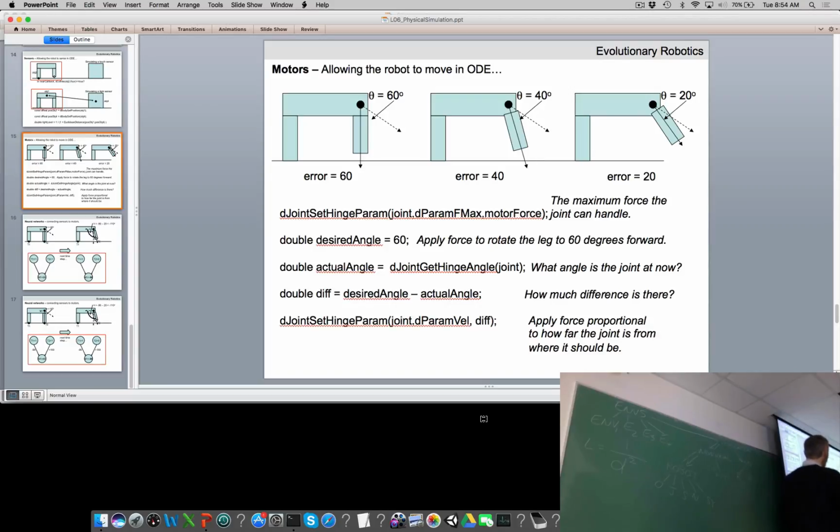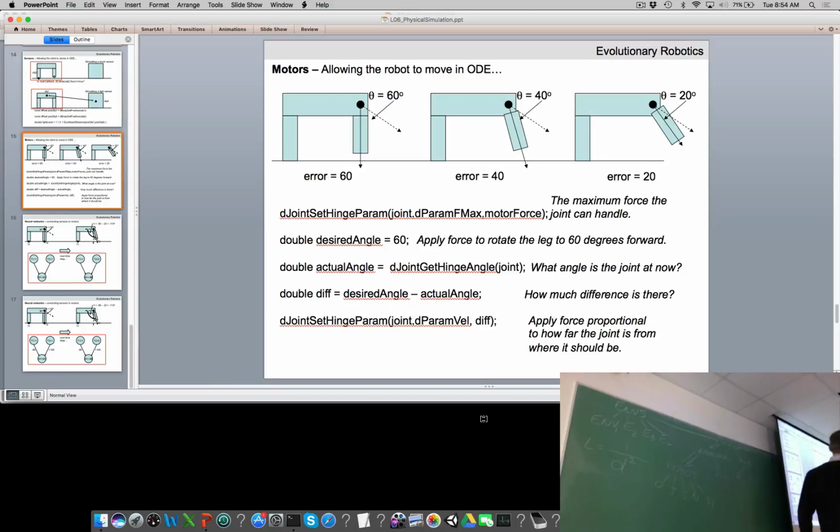Okay. The moment it starts to rotate forward, let's imagine at the next time step, the angle is now at 20 degrees, but we're still asking for a desired angle of 60. So we've got 60 minus 20 is 40. What happens at the next time step? It keeps shifting, but how does it keep shifting? Slower, right? So the desired velocity that we sent to ODE was 60. At the next time step, it's 40.